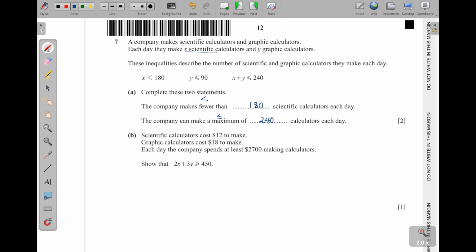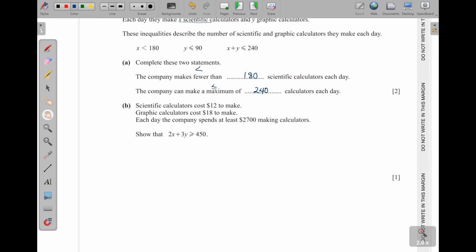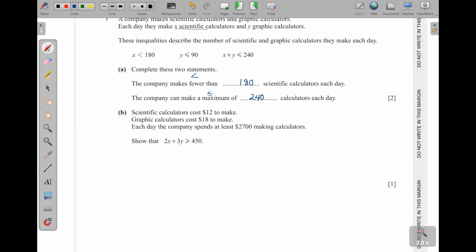Now, scientific calculators cost $12 to make. So that means we are going to have 12 times X, because scientific calculators, they're represented by X. So we have 12 times X, then plus 18, then times Y. Each day the company spends at least means greater or equal. So the least they can spend on them is 2,700. So we put greater than or equal to 2,700. Okay, now this one we can divide all through by 6.